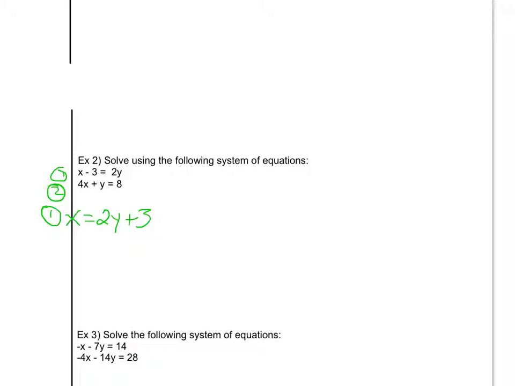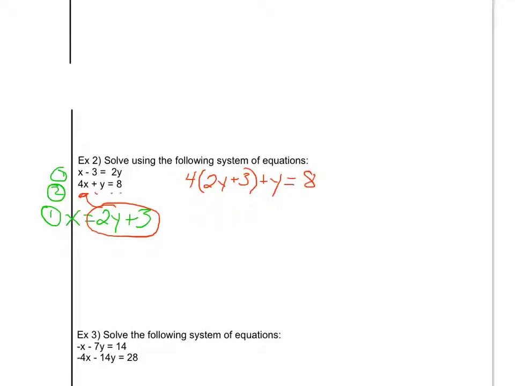Now that I know what x is, I'm going to go ahead and say that if x is 2y plus 3 in equation 1, I can plug that in for x in equation 2, giving me 4. Instead of x, in parentheses, I say 2y plus 3, because I do have to show that x is all of those, plus the y equals 8.